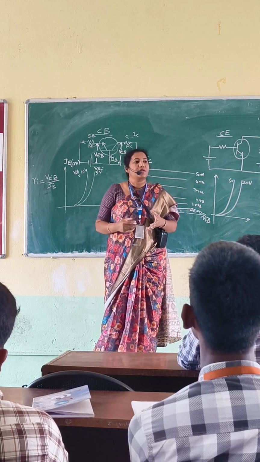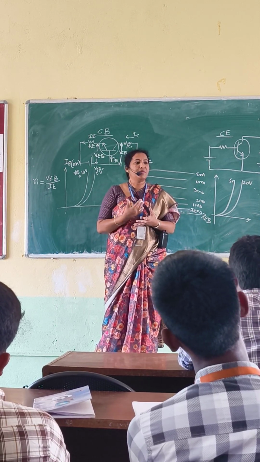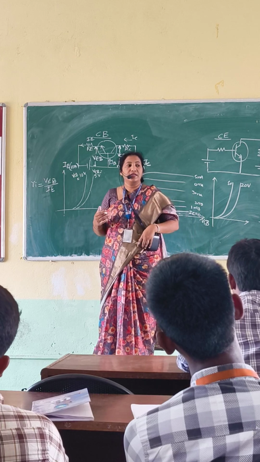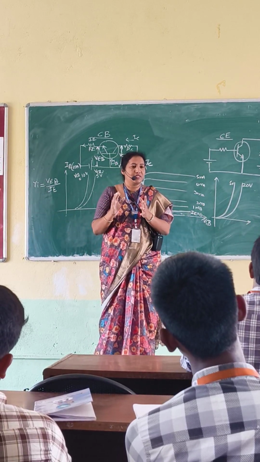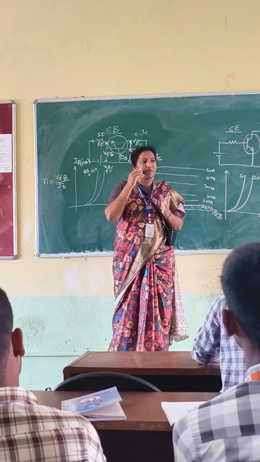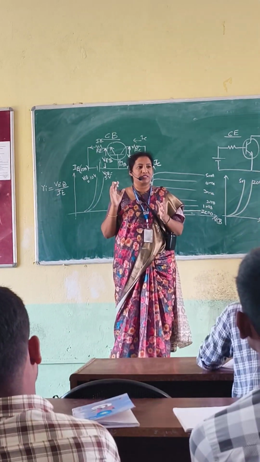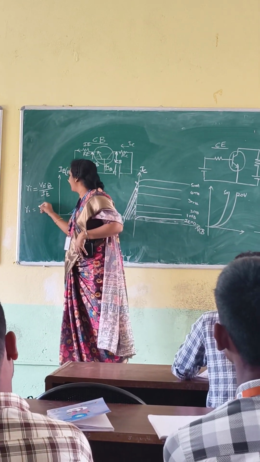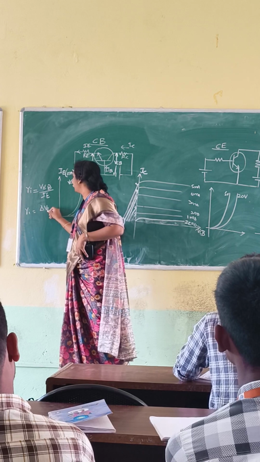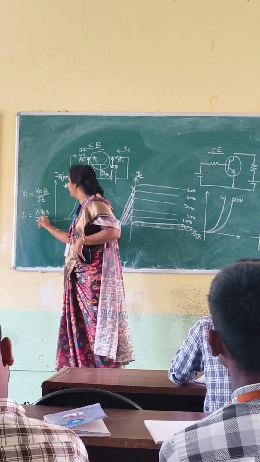Now, if you are taking the dynamic resistance, this is the static resistance, which means at a particular point, what is the voltage and what is the current. But if I take the dynamic resistance, then I have to write delta VEB by delta IE.